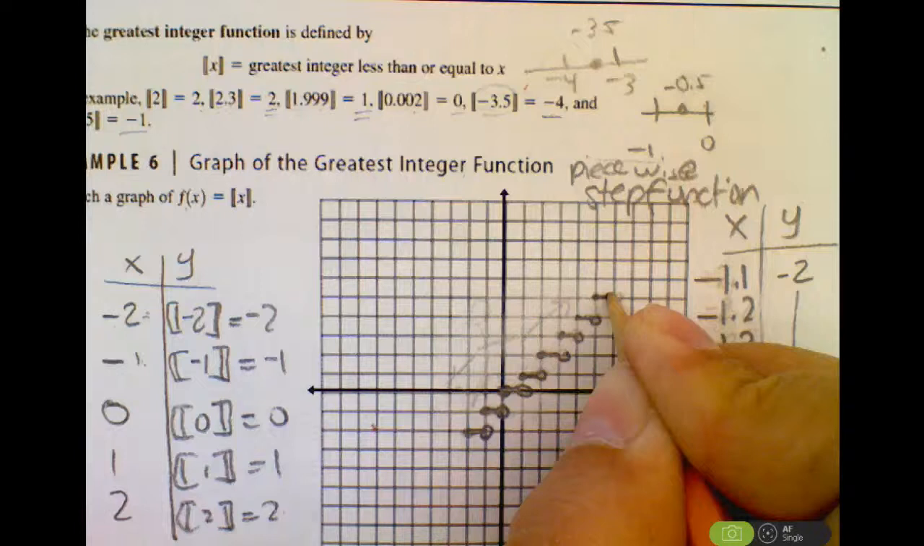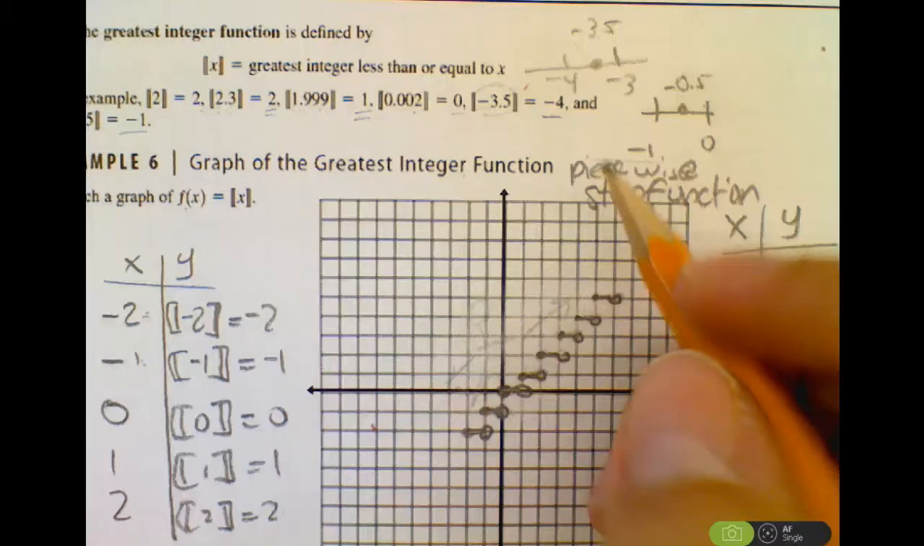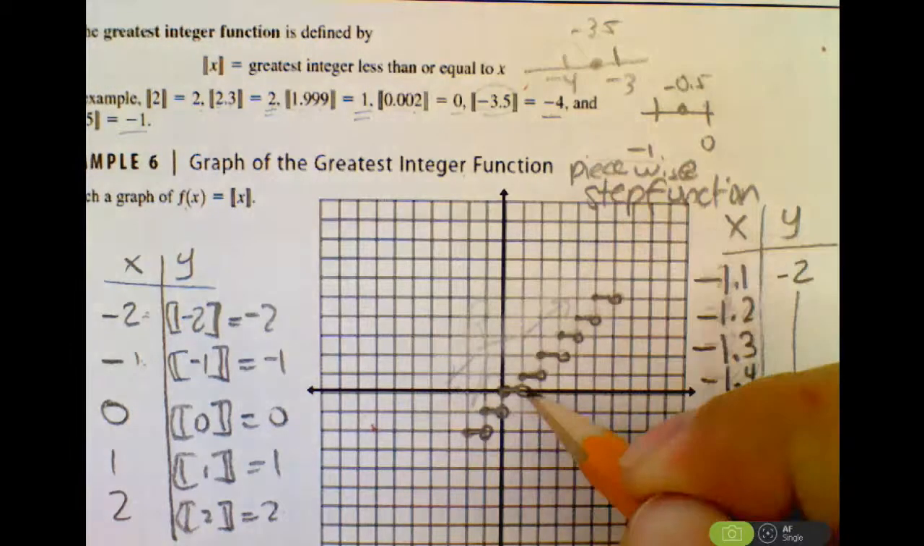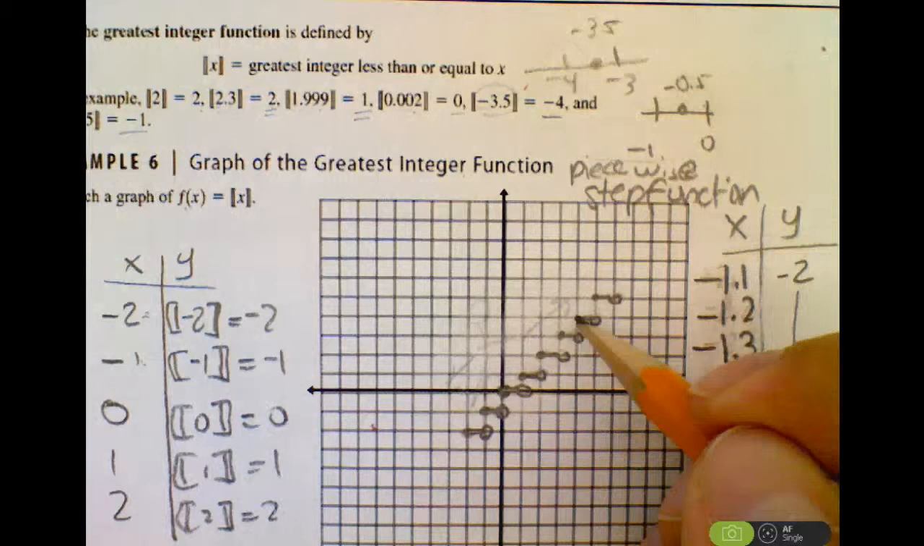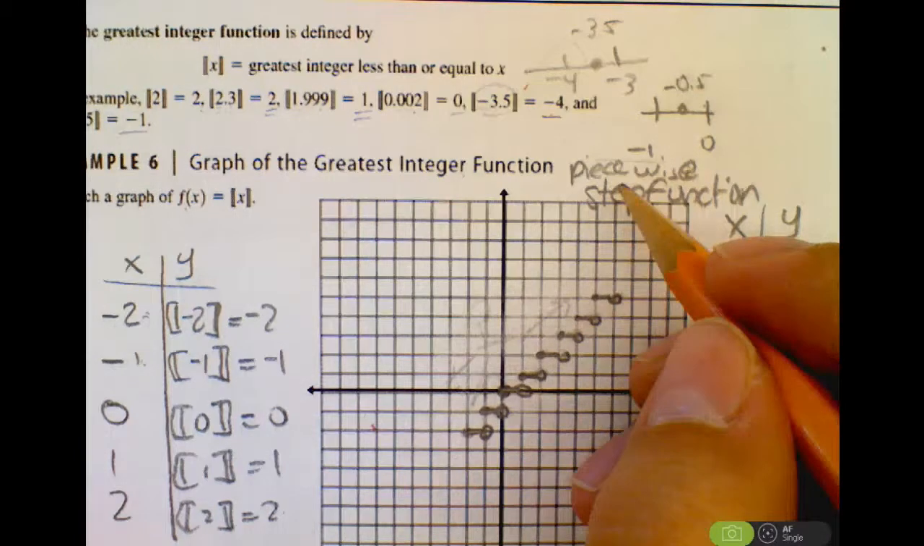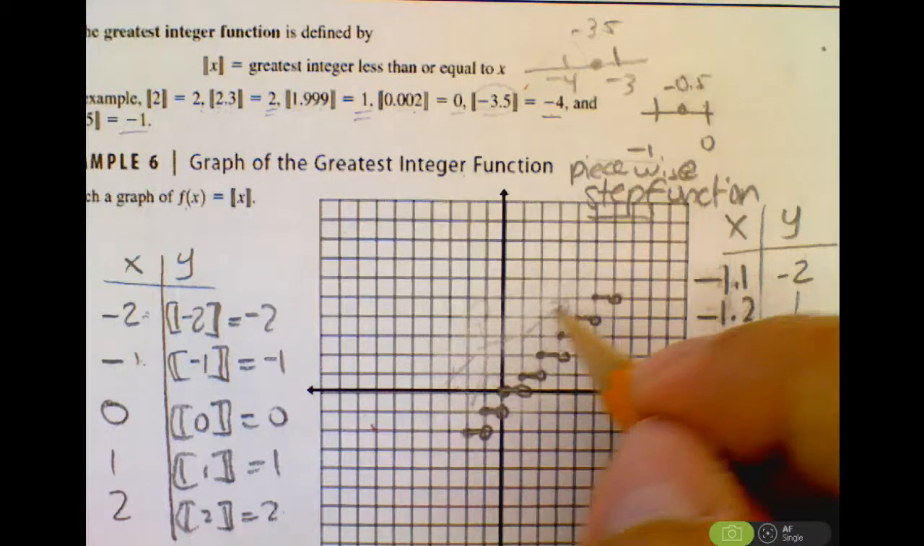So greatest integer function, it is a piecewise function because you have little pieces that form the entire function, but another name that it's given is a step function because it actually looks like little steps.